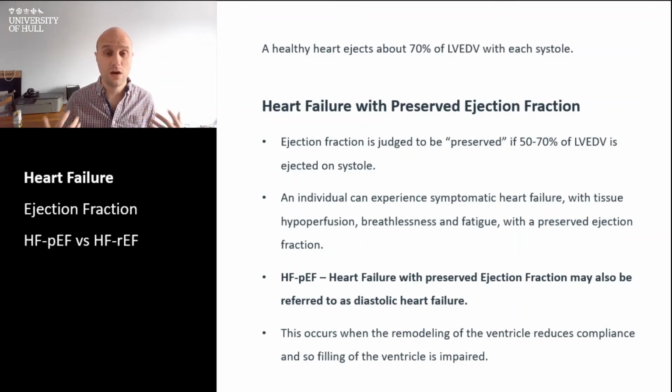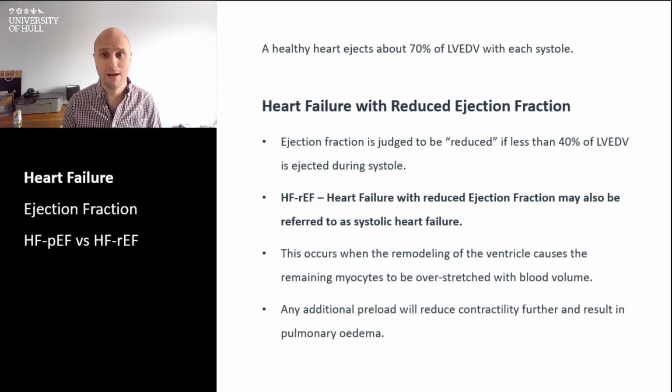So thinking about patients with heart failure, perhaps with symptomatic heart failure, they might have what we call a preserved ejection fraction, where they're ejecting 50 to 70% of the left ventricular end diastolic volume on systole, but still might be experiencing symptoms. And these would be the people with that hypertrophied, thickened heart muscle that wasn't filling well. Conversely, you might have heart failure with reduced ejection fraction, where you've got this big dilated heart, it's unable to contract efficiently, and consequently you're getting less than 40% of the left ventricular end diastolic volume ejected with each systole.